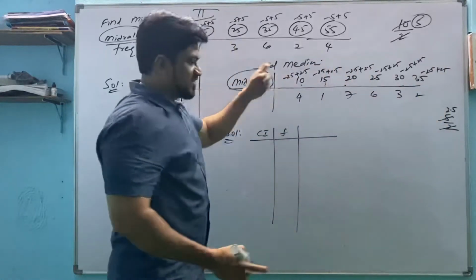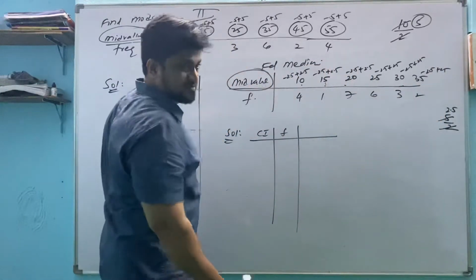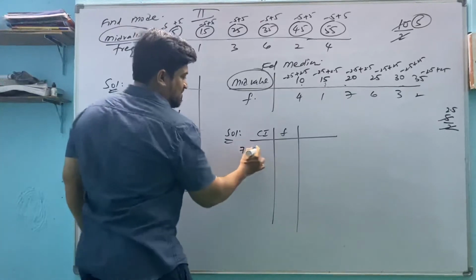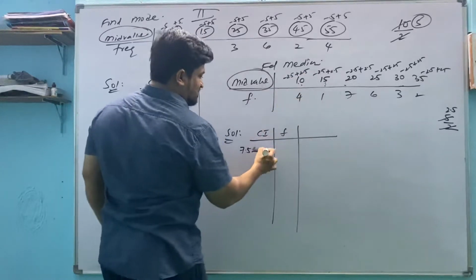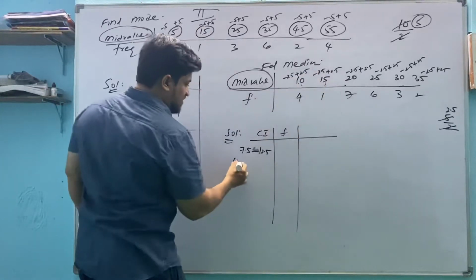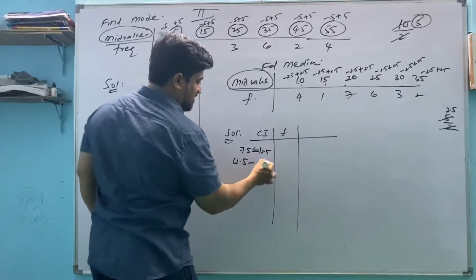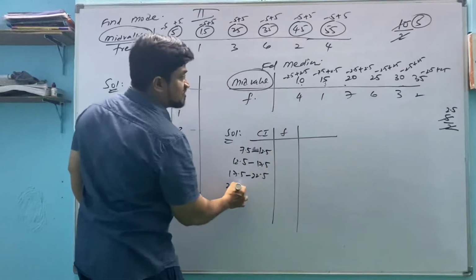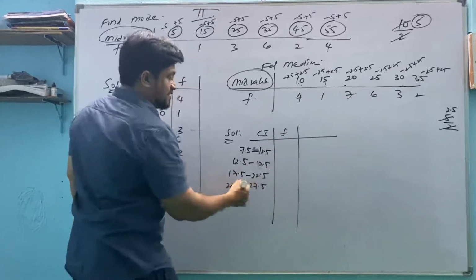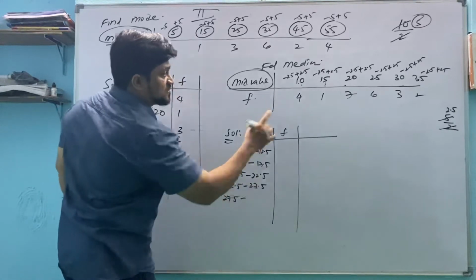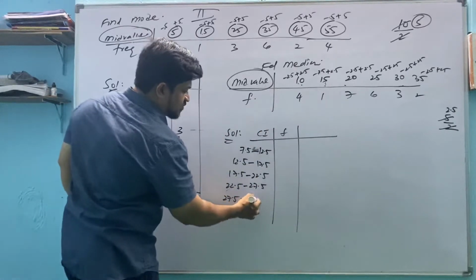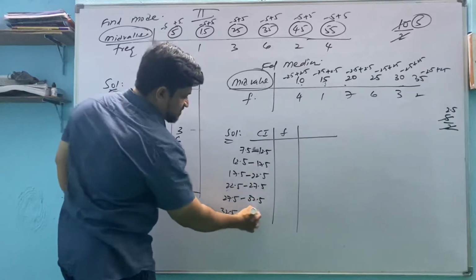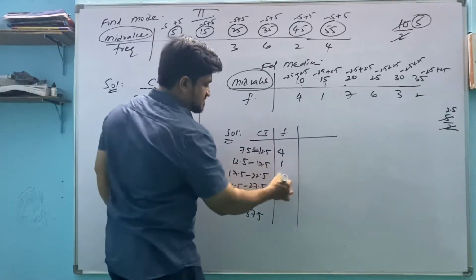Take the first value, 10 minus 2.5 is 7.5, and 10 plus 2.5 is 12.5. Similarly, 15 minus 2.5 is 12.5, to 17.5. Then 17.5 to 22.5. Then 22.5 to 27.5. Then 27.5 to 30 plus 2.5, which is 32.5. Then 32.5 to 37.5. Then frequencies as they are.